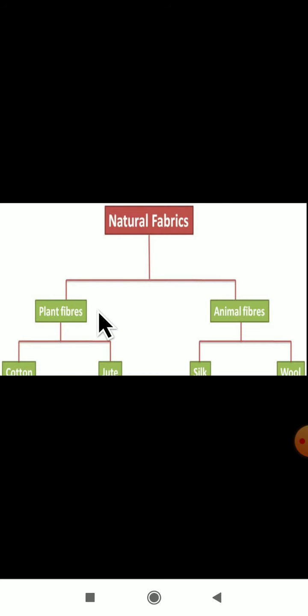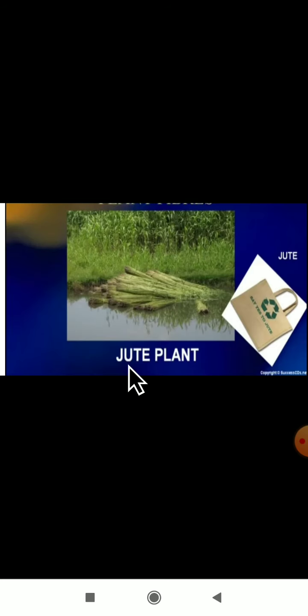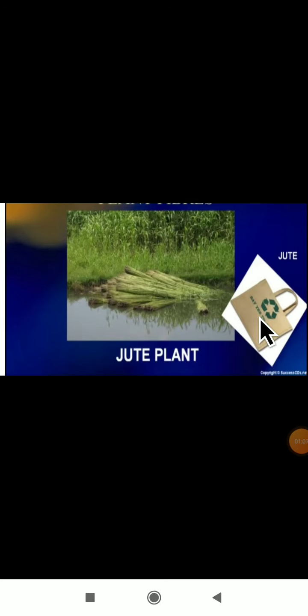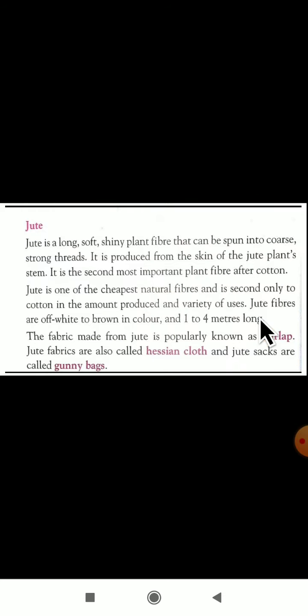So today in this video class, let us study jute. As you all know, jute is obtained from a jute plant. Here you can see the picture of a jute plant. From a jute plant, we get jute fibers, like jute bags, which we use in our day-to-day life. As jute is less expensive, it is very useful. So let us see about jute here.